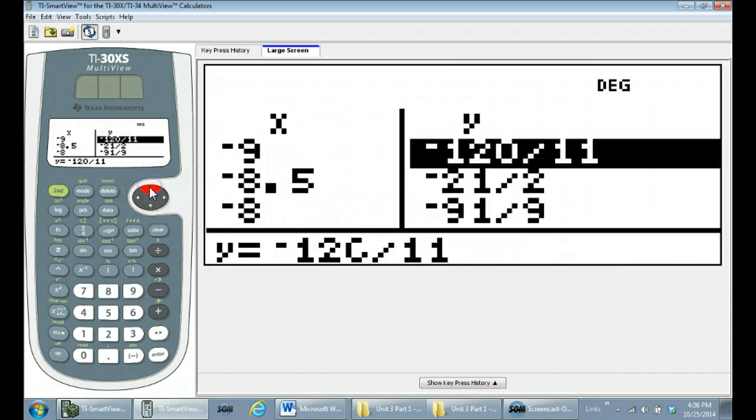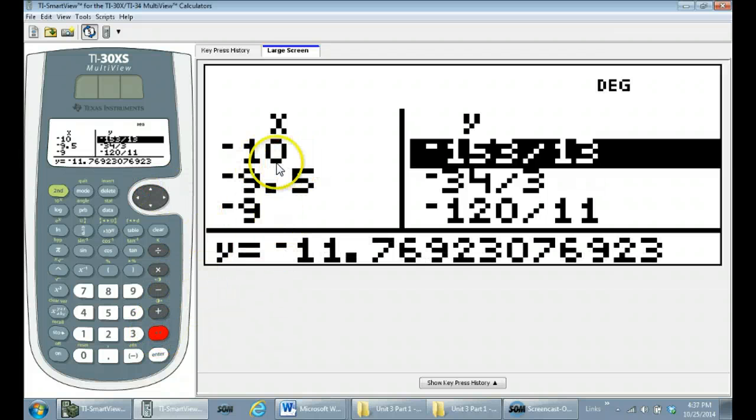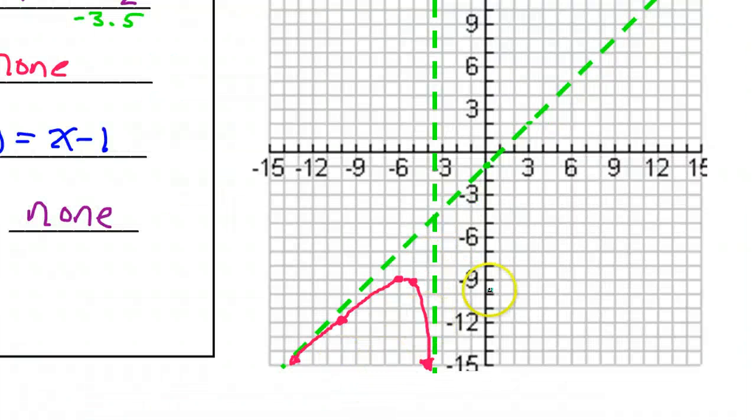Let's go a little further than that. Let's go to -10. At -10, we are at -11.8. Okay, that's enough for us to see what's going on with this branch of the function. So let's go ahead and graph that branch. Alright, something like that. Now let's look at some values to the right of negative 3.5.